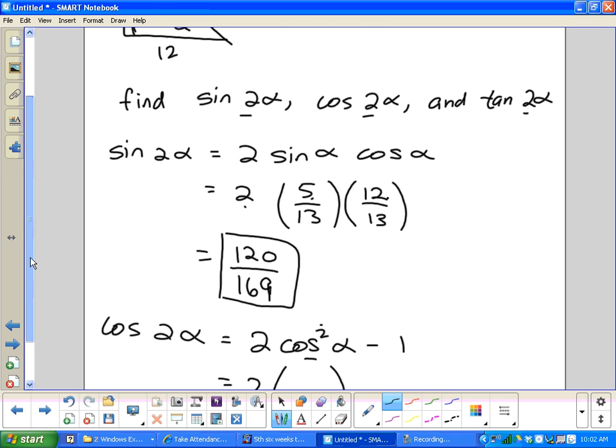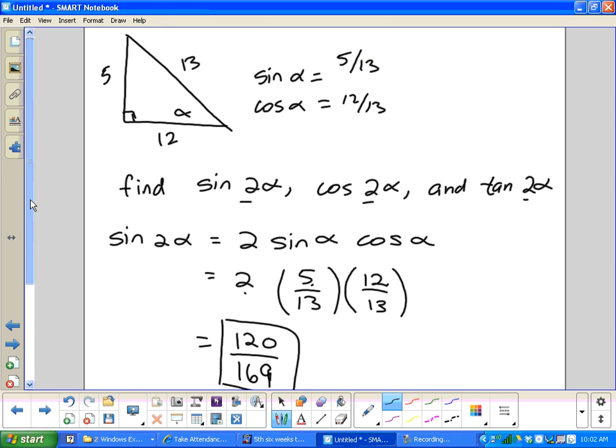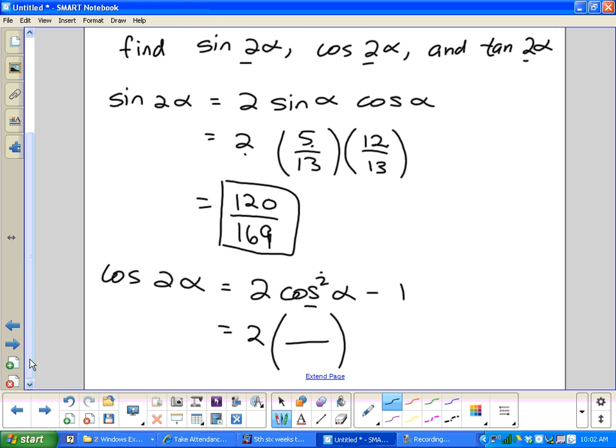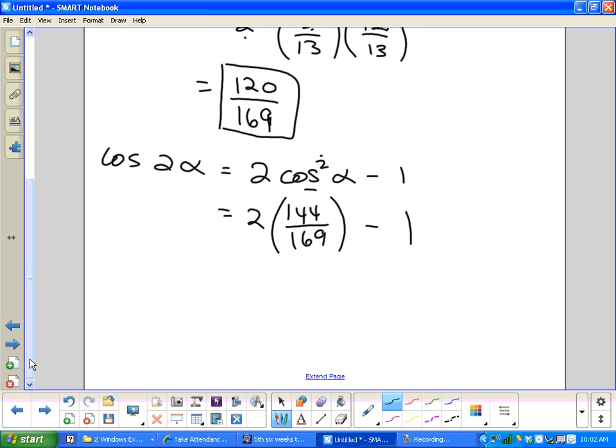So if I look at the cosine ratio, how do you square a fraction without a calculator? That's a good answer there. You square the numerator, you square the denominator. Okay, so 12 squared would be 144. 13 squared would be 169. So cosine squared would be 144 over 169. Okay, and then we'll bring down minus 1. All right, we got it filled in.